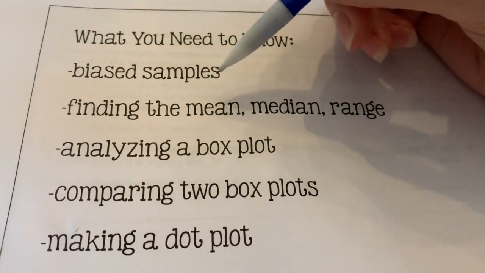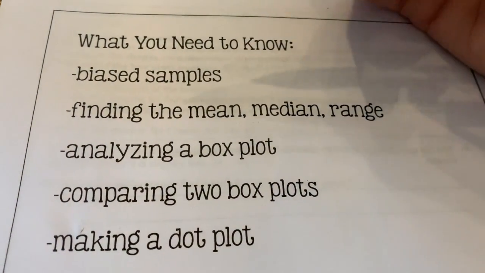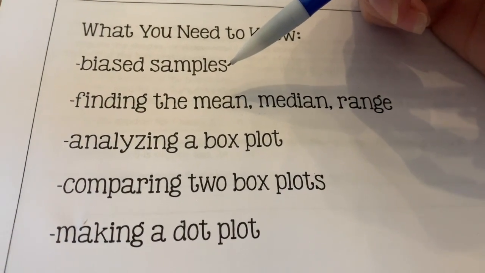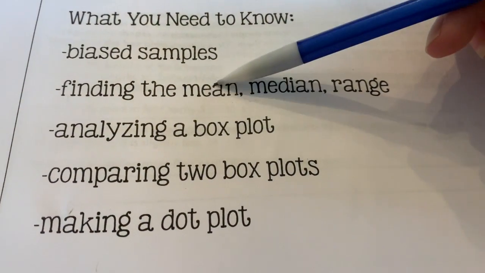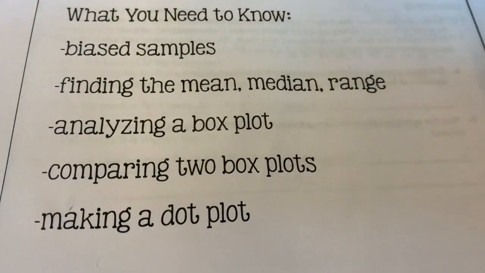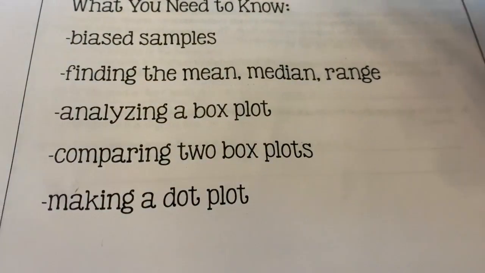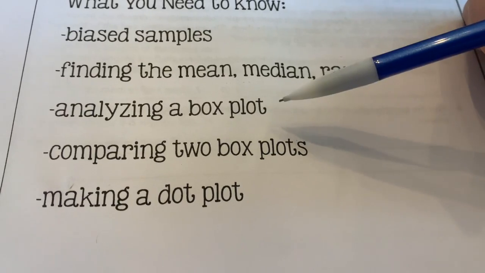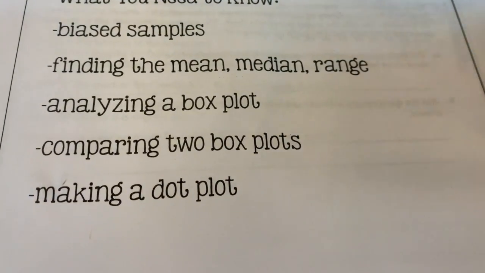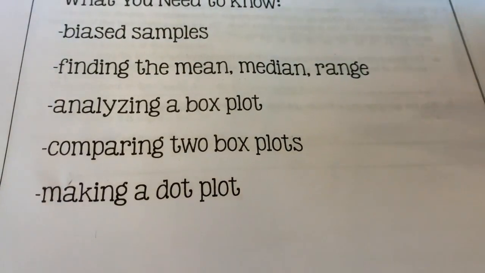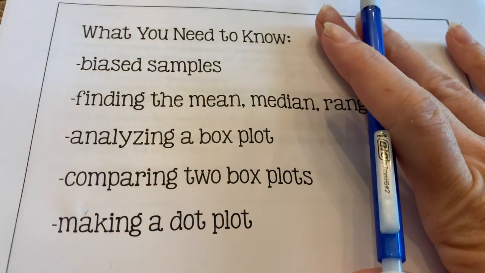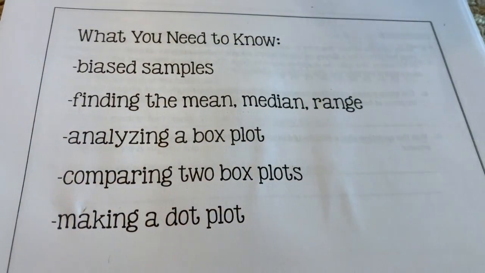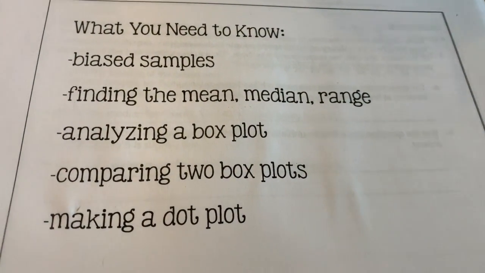down for you. So what you need to know first is whether or not a sample is biased or not, which is pretty easy. You need to be able to find the mean, the median, and the range of a set of data. You have to be able to analyze a box plot. You have to be able to compare two box plots, and you have to be able to make a dot plot. Okay, so that is as straightforward as it gets. These are the 5 things you need to know for the test.